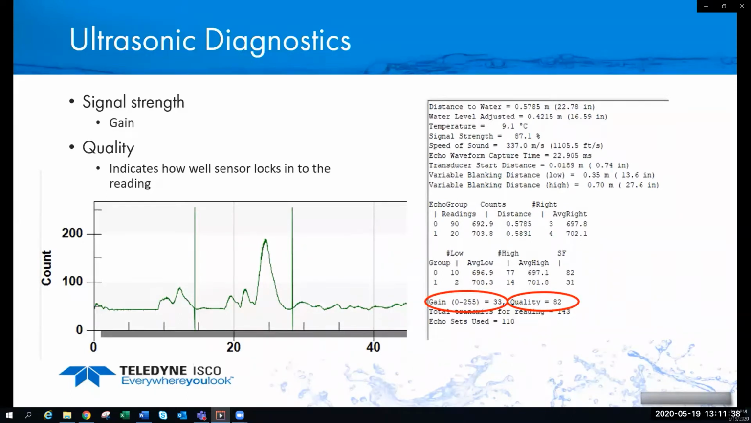Other things you may want to look at is the temperature reading. So looking at that diagnostic report on the right, the third line down, it shows my temperature of 9.1 degrees Celsius. Why the temperature is important is it uses temperature to calculate the speed of sound. And so if you had the sensor out in direct sunlight without a sunshade over the top of it, you may find that your temperature is going to be a little bit higher, which would then incorrectly calculate the speed of sound, which could then result in slight changes in your level. So you always want to make sure that you have a sunshade over your sensor in outdoor applications.